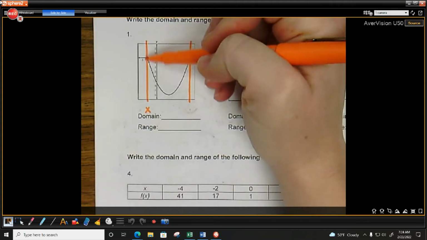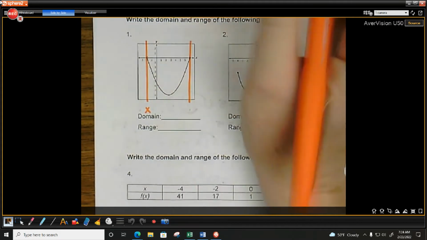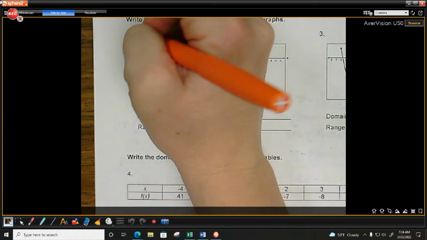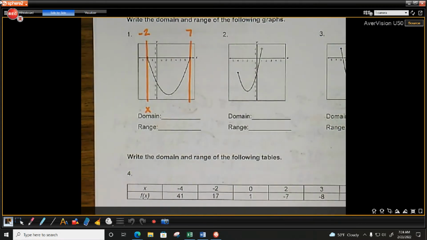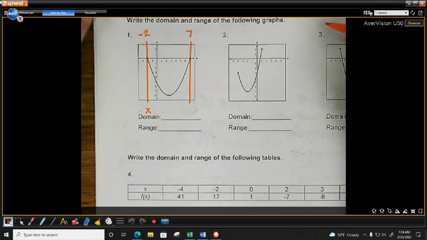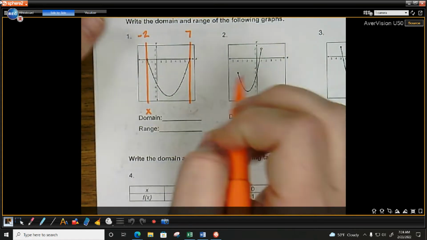Where does this left line hit the x-axis? -2. Where's this right line hit the x-axis? 7. So all of my x values are in between -2 and 7, okay? Do we remember doing this? I think this was like in our second unit, okay? And we've done it on warm-ups as well.